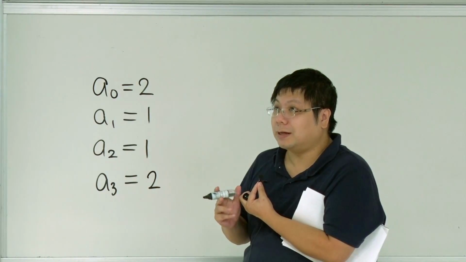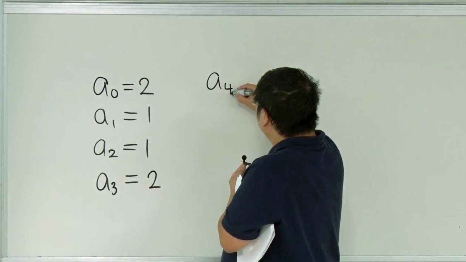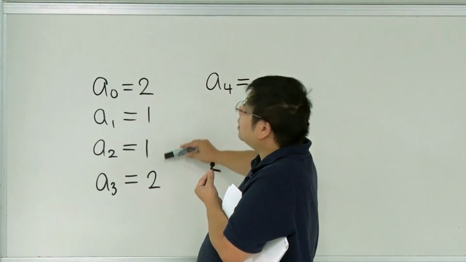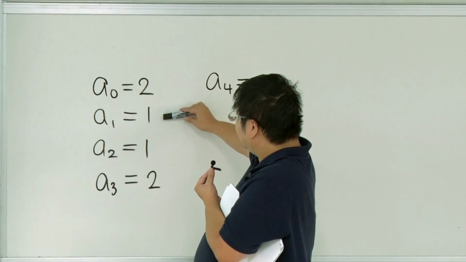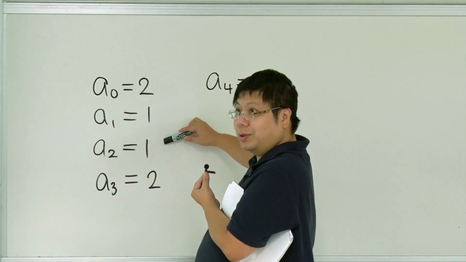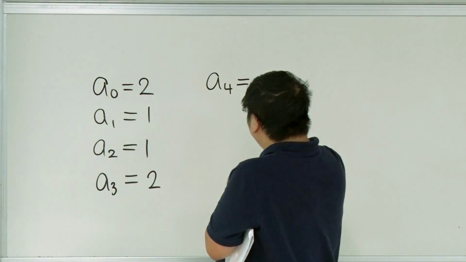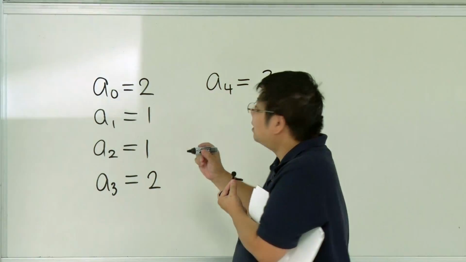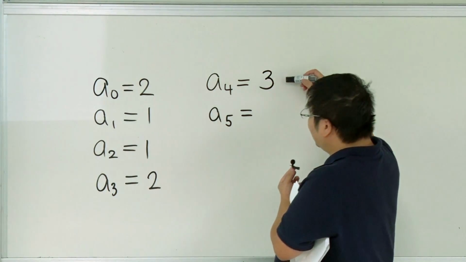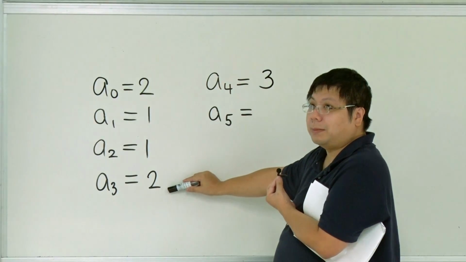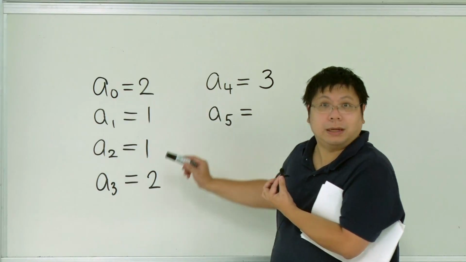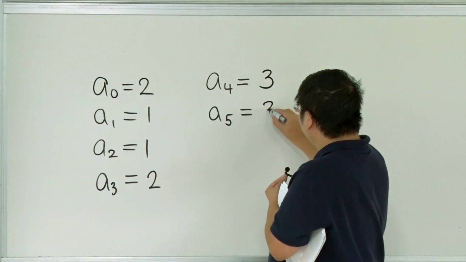Is that okay? And how about a4? Let's take a look at a4. a4 is equal to 2 times this one minus 2 times this one plus this one. So 2 times this one is 4, minus 2 times this one becomes 2, and then you add 1, so it should be 3. Am I correct? So how about a5? a5 is equal to 2 times this one minus 2 times this one plus this one. So it is going to be 3. Am I correct? Okay, so this is going to be 3. And how about a6?